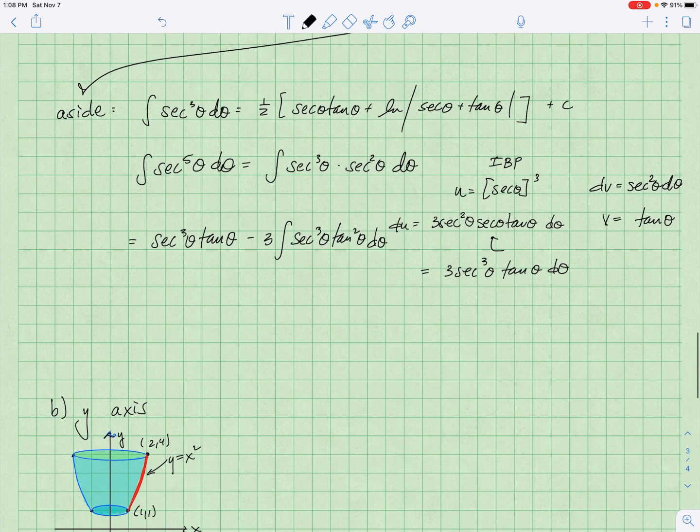And probably no surprise here that if we rewrite that again using a Pythagorean identity, this is secant cubed theta times secant squared theta minus 1 d theta.